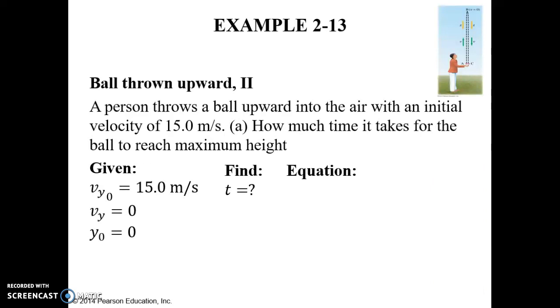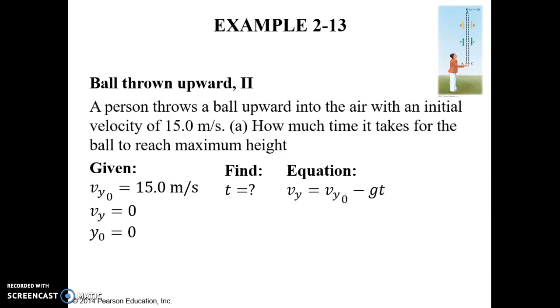Again, write down our givens. The initial velocity is positive 15. The final velocity is 0 because it's at the maximum height, and the initial height is 0. And we're trying to find time. Which equation do you think we use? You got it. Vy equals Vy naught minus gt.